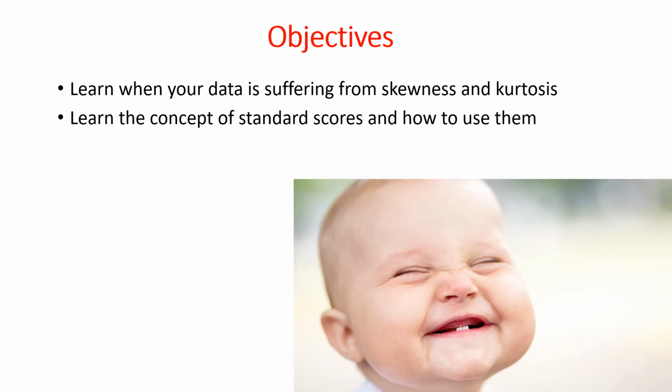So in this session, we're going to talk about a different concept, which is more about the shape of your distribution first, like whether your distribution of the data is normal or is suffering from skewness and kurtosis, and then how we can spot skewness and kurtosis if there is any in your data. And then in the second half of the presentation, I'll talk about the concept of standard scores and why we need the standard scores, how to use them, and how to calculate them.